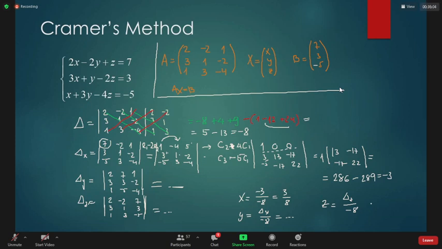Minus 8 plus 4 plus 9. 13 minus 8 is 5, that's right. And then 12 and 1, 13. Minus 13 minus 8. So possibly I made a mistake somewhere, maybe with those columns, because normally we deal more with row operations rather than column operations. It is possible that I have made a copying mistake somewhere.